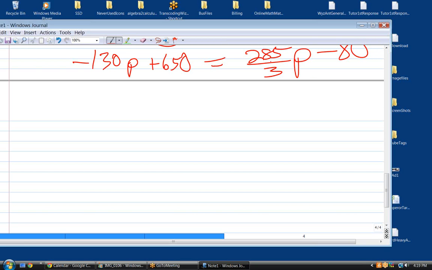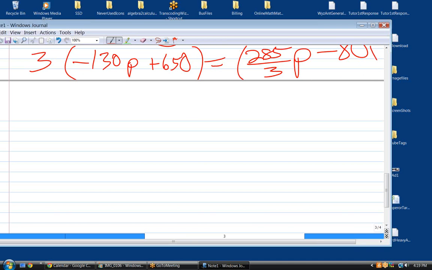Only because I desperately want to get rid of this fraction. Fractions do nothing but complicate the equations. So I can get rid of it if I multiply every term on the left by 3 and every term on the right by 3. So let's do that. I'm going to multiply it by 3. Multiply it by 3. What do we got on the left now?